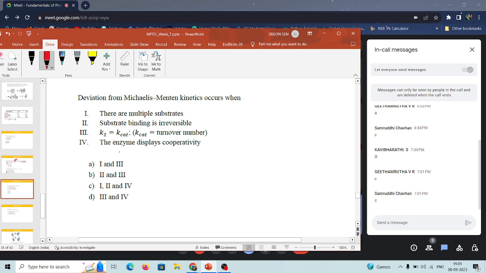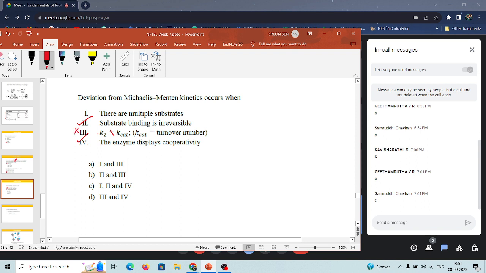Okay, so let us see from the first one. So what does it say? Let us see the options. There are multiple substrates. Substrate binding is irreversible. That is correct. Okay. The next one says the enzyme displays cooperativity. That is also correct. But K2 is not equal to Kcat. That is not what we have derived from the Michaelis-Menten kinetics. So option 3 is incorrect.